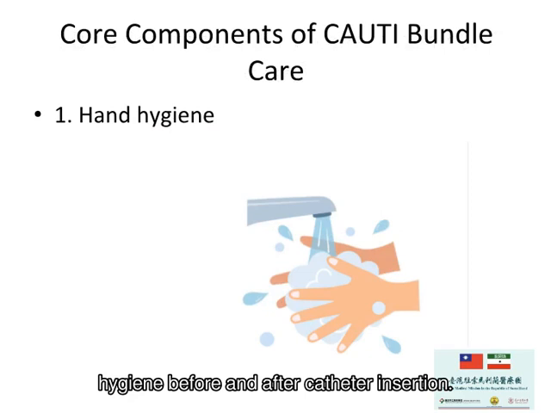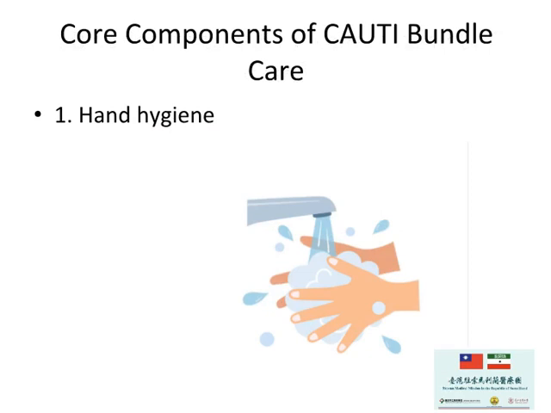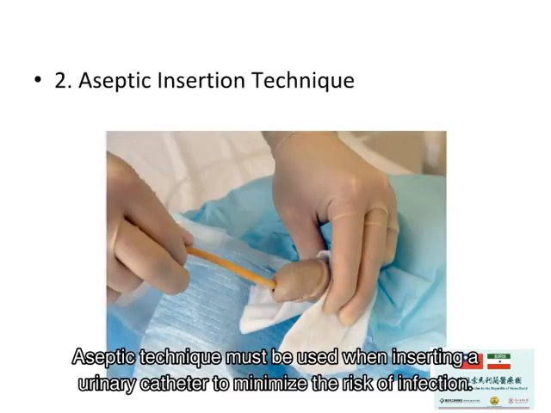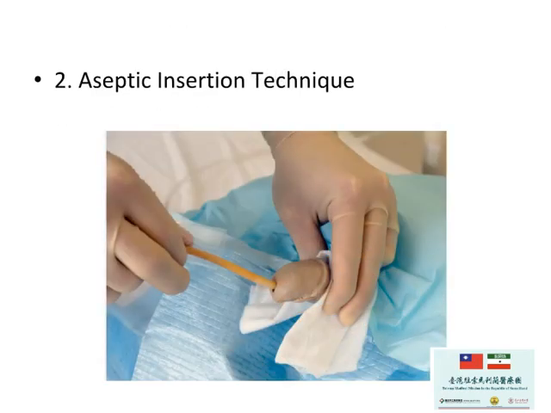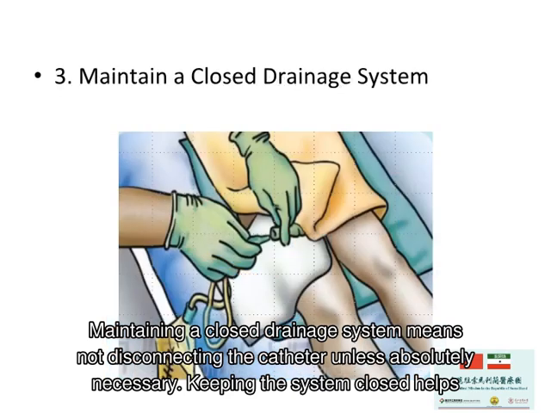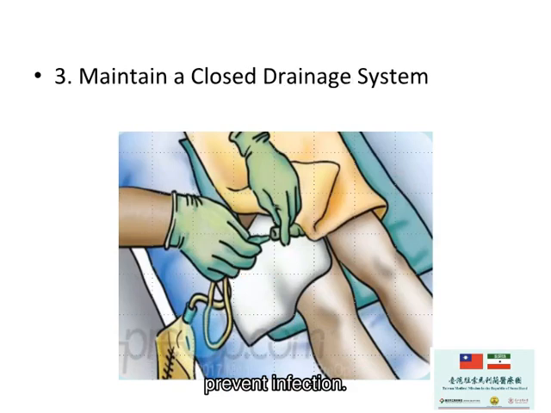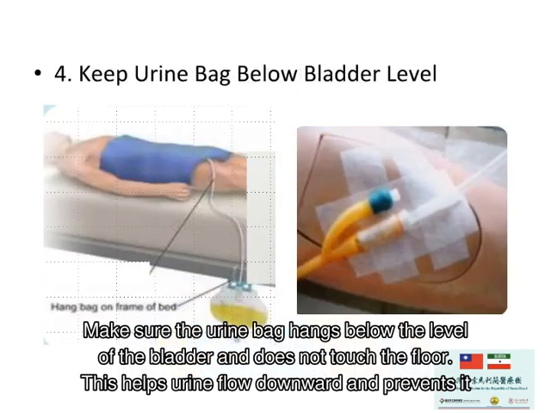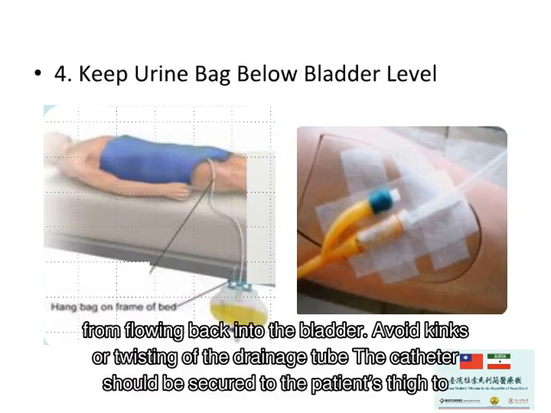Perform hand hygiene before and after catheter insertion. Aseptic technique must be used when inserting a urinary catheter to minimize the risk of infection. Maintaining a closed drainage system means not disconnecting the catheter unless absolutely necessary. Keeping the system closed helps prevent infection. Make sure the urine bag hangs below the level of the bladder and does not touch the floor. This helps urine flow downward and prevents it from flowing back into the bladder.